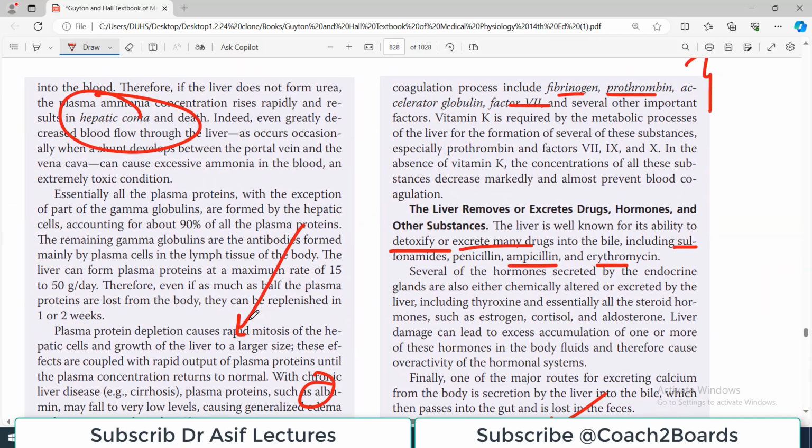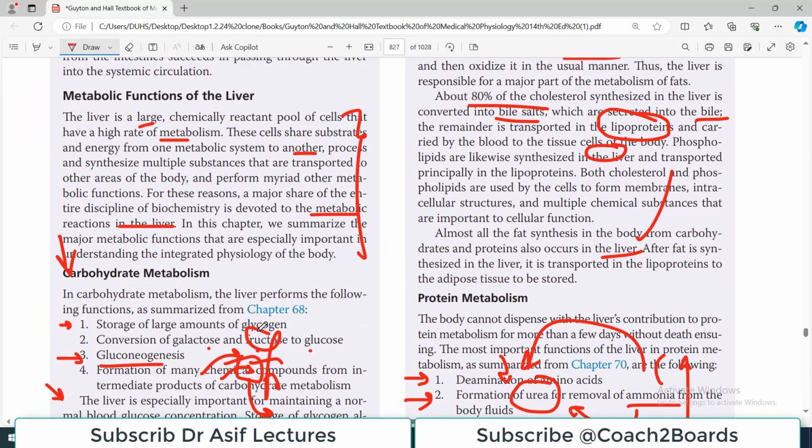Okay, but I'm sure कि in this video I was able to give you the basic idea कि how important liver is in terms of your physiological orchestration of different body functions.